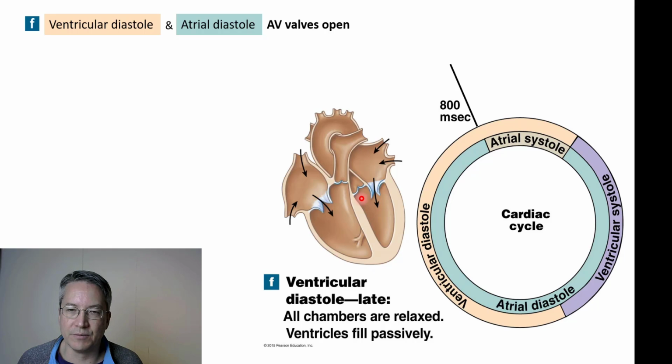Notice that the semilunar valves are closed. You may ask the question, why are they closed? It turns out that after blood has been ejected by the heart into the major arteries, such as the aorta and the pulmonary trunk, there is a residual pressure that's relatively high. This pressure is due to the elasticity of the large arteries.